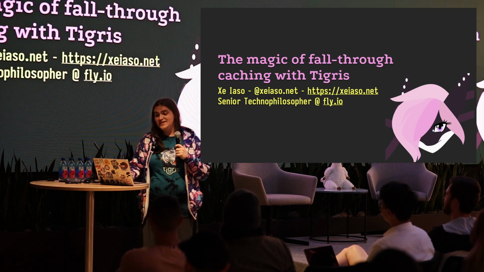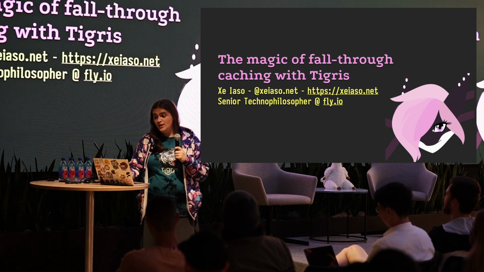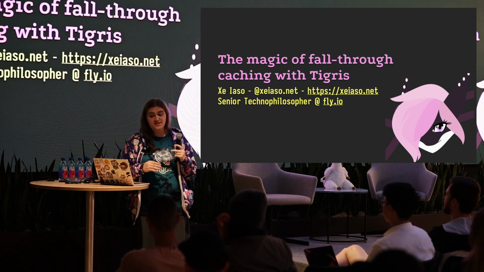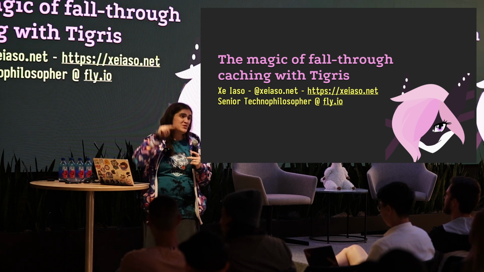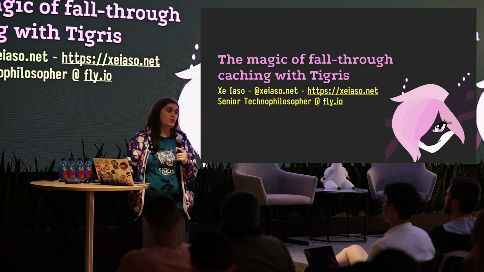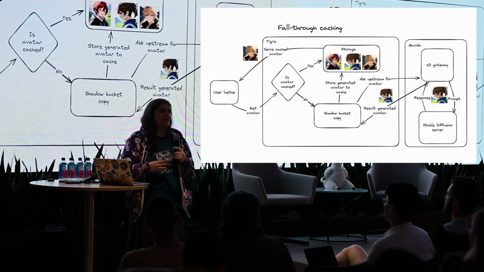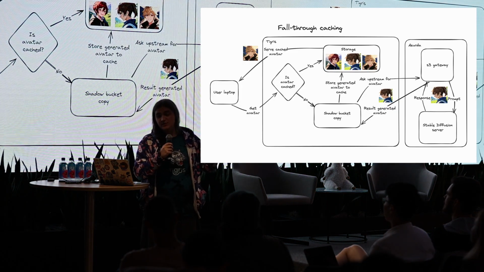I'm Z Yasso, and today I'm going to talk you through the fun of fall-through caching. Fall-through caching is when an object doesn't exist in a cache; it sort of falls through to the source. Today I'm going to show you how I do this with Stable Diffusion to make a placeholder avatar generator like good old Gravatar.